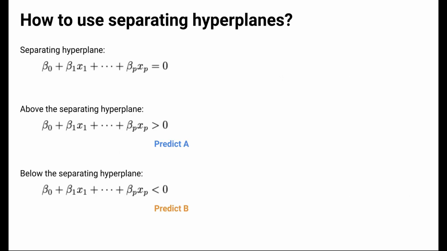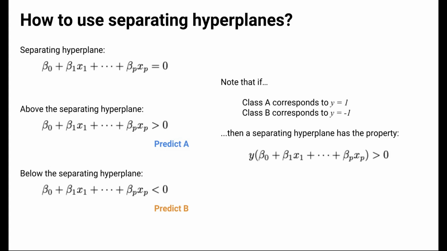In general, for separating hyperplanes, it's the same idea. If the formula for the separating hyperplane is beta 0 plus beta 1 x1 plus ... all the way up through beta p xp equals 0, then a point is above the separating hyperplane if that linear combination on the left is greater than 0, and a point is below the separating hyperplane if that linear combination is less than 0. Note that if we call class A the case where the response variable y equals 1, and class B the case where y equals negative 1, then a separating hyperplane has the following property: if we multiply that linear combination by y, the whole thing should be greater than 0.